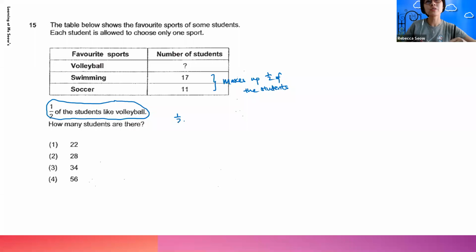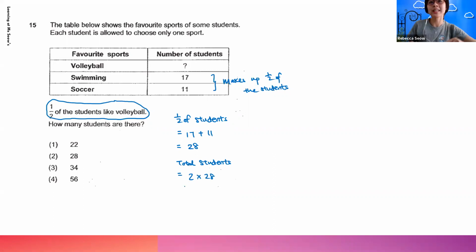So half of the students, we are able to find the number of students, right? So that makes 17 plus 11, you will get 28. So how many students are there? If half is 28, that means entire population will be twice, right? Because half and half makes one whole, so twice of 28. So that will make 56. Option 4.